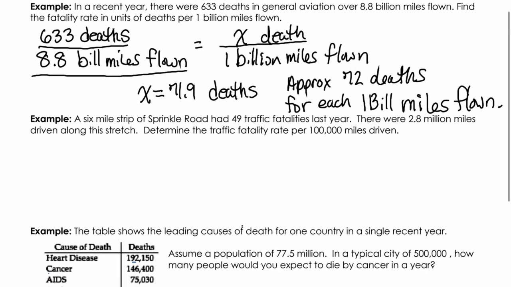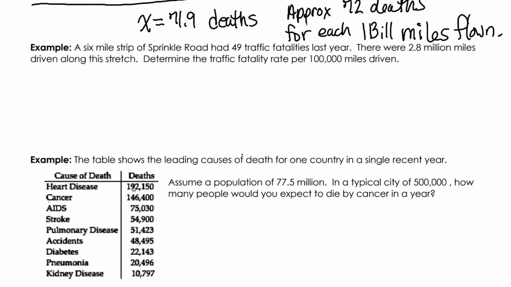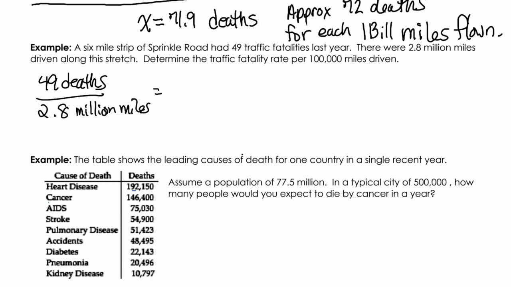Now we're going to use that same procedure for the second example. A 6-mile trip of Sprinkle Road had 49 traffic fatalities last year. There were 2.8 million miles driven along this stretch. Determine the traffic fatality rate per 100,000 miles driven. So the information that they're giving us is there were 49 deaths out of 2.8 million miles driven. We're going to set up a proportion to figure out the number of deaths out of 100,000 miles driven.